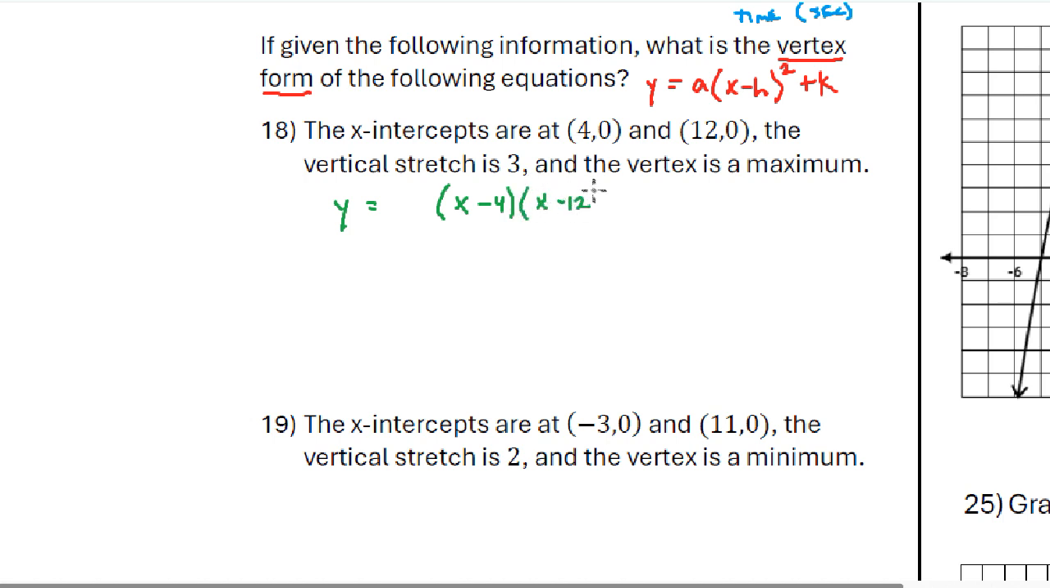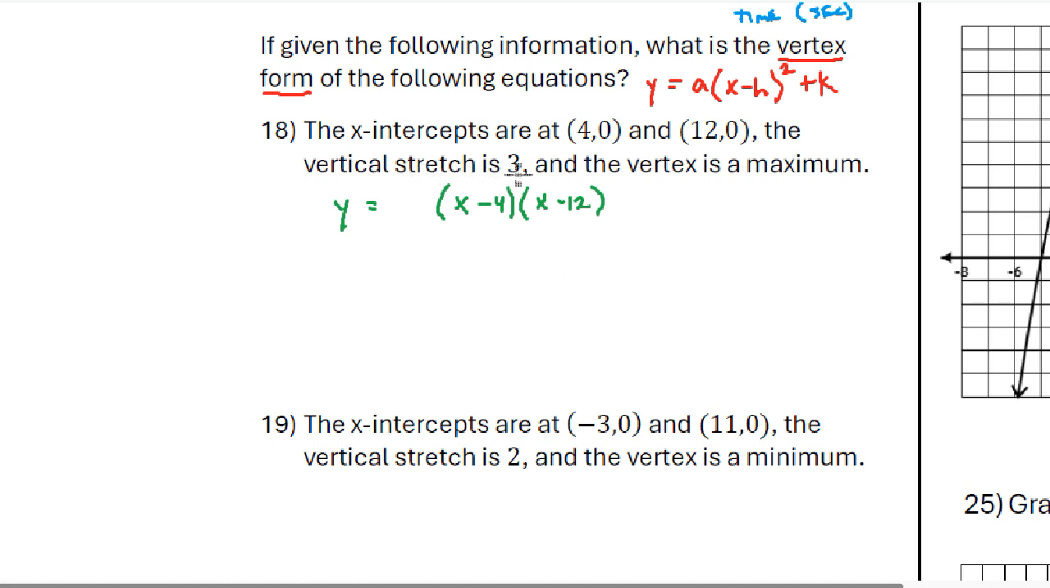This is not hard to figure out, class. We know this because if x is 12, this one will be equal to 0. That's going to be an x-intercept. It'll make our y value equal to 0. And if 4 is our x value, 4 minus 4 is 0, and the same thing occurs. The whole equation changes to 0.